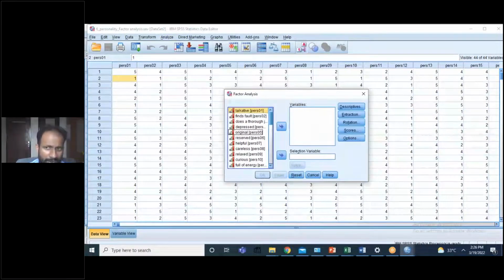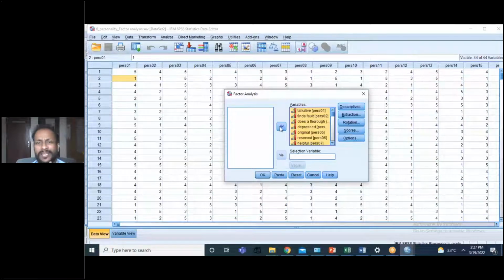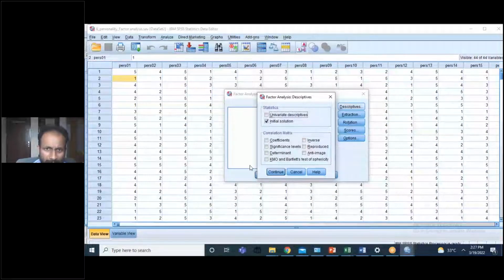Why Dimension Reduction? I have told you that factor analysis is basically a dimension reduction technique. So here we have captured the personality of a person. Totally there are how many questions? Almost 25 plus questions related to the personality of a person, whether he is a talkative person, whether he finds faults, and whatnot. So I am choosing all those and bringing them to the right hand side. And then I'm choosing Descriptives. In Descriptives, I'm choosing Coefficients, Significance levels, Determinant, and KMO and Bartlett's test of sphericity. Okay, and then click on Continue.